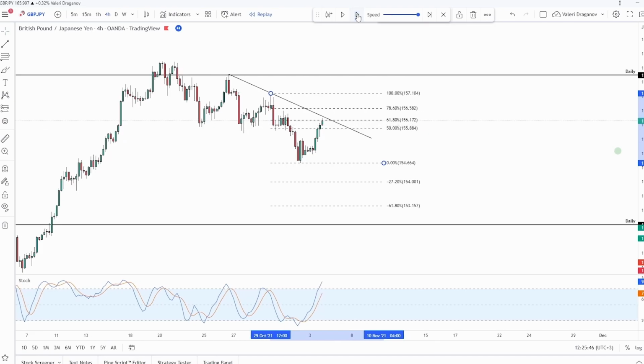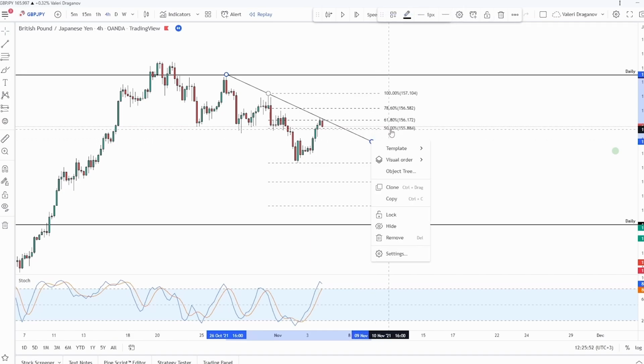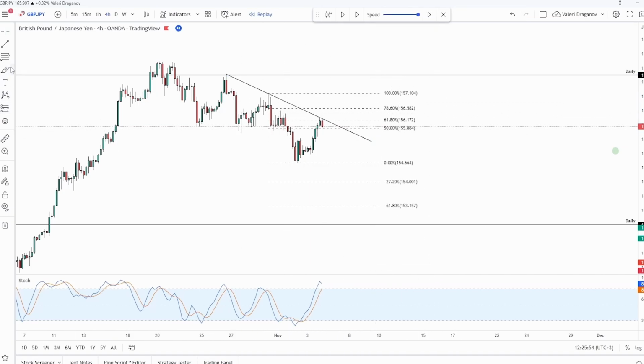Okay, let me adjust a little bit. Okay, here we have a, let me highlight it. First, second, we have a perfect third point on the trend line.